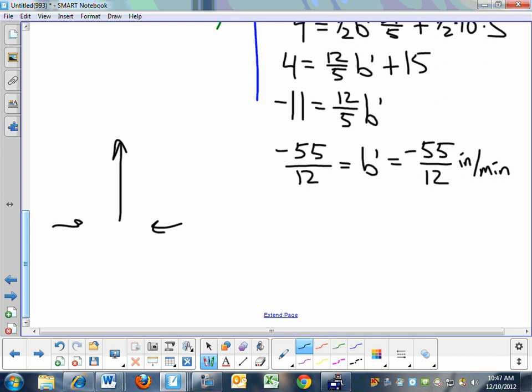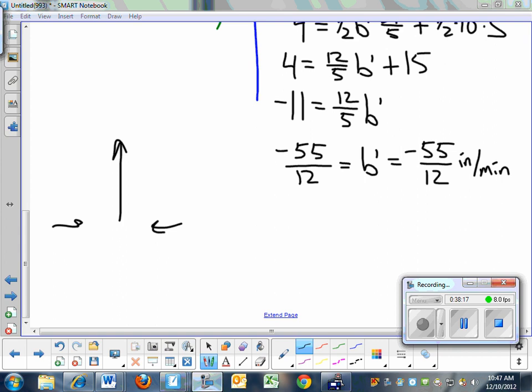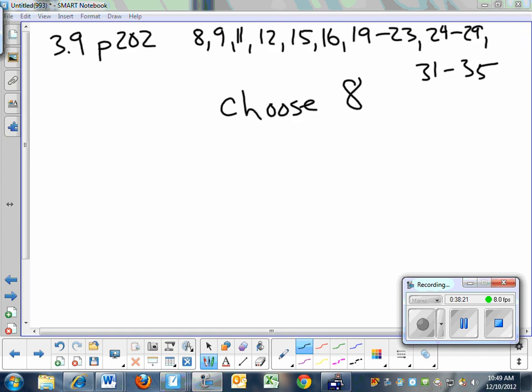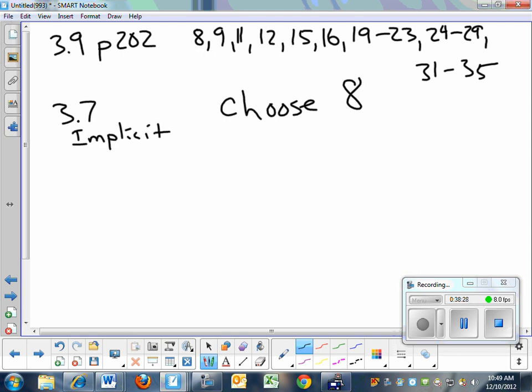Let me write down the problems that I would like you to work on. Let's look and see what we had. 3.7, you had implicit differentiation. You knew how to do that, right? We're doing it right in this lesson. 3.8, we had higher order, where you take the derivative more than once, right? You know how to do that. So then 3.9 is just related rates. That is what's going to be on the test, and we're done with Chapter 3, and we'll be able to move on to Chapter 4.